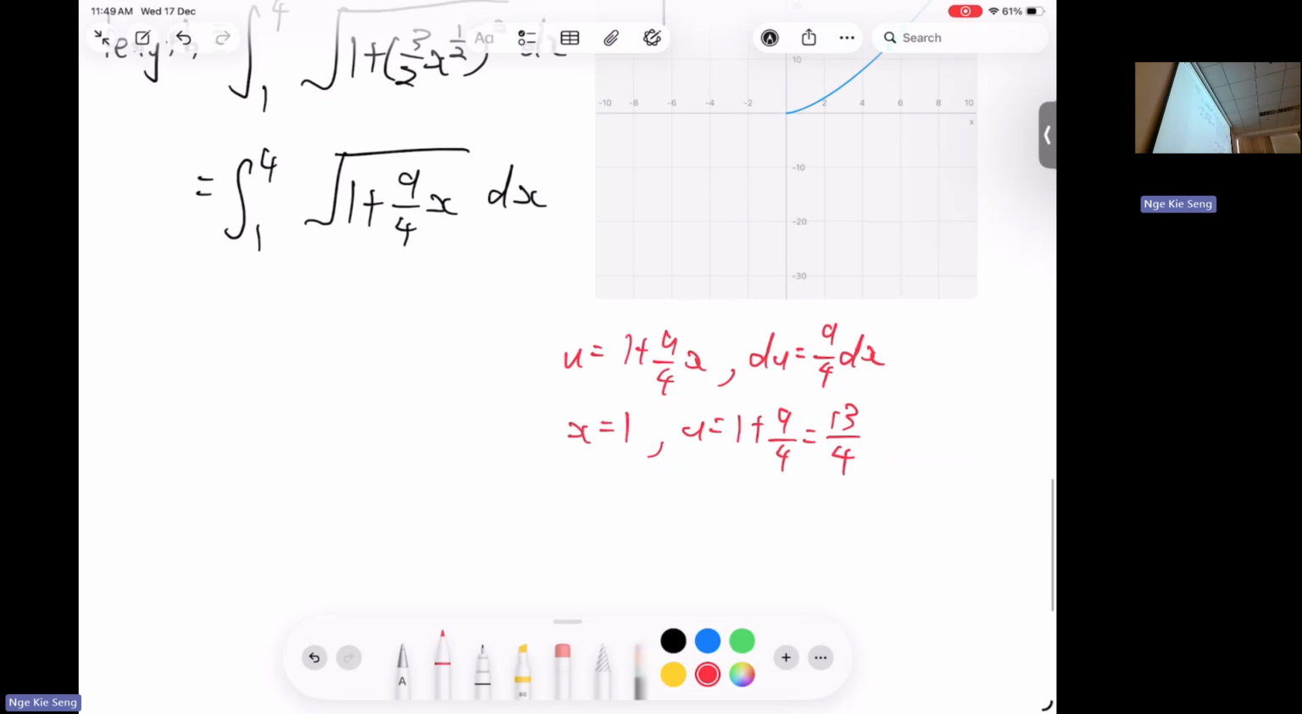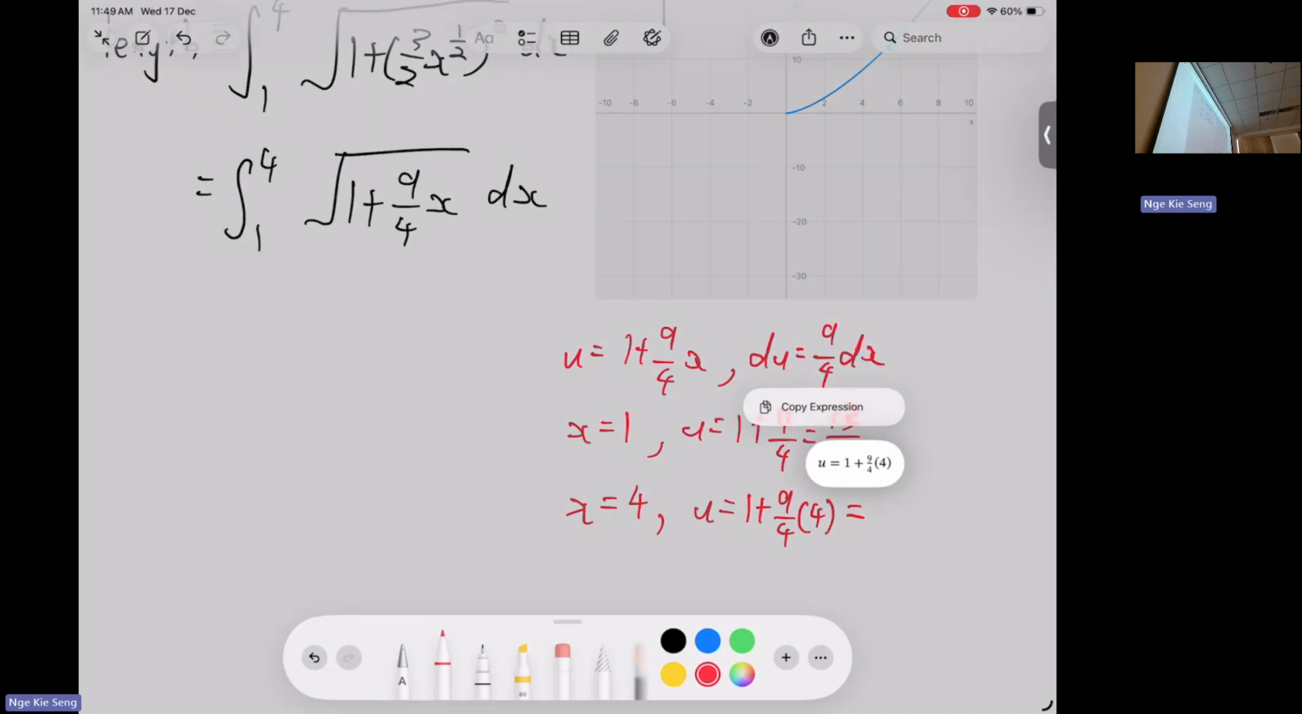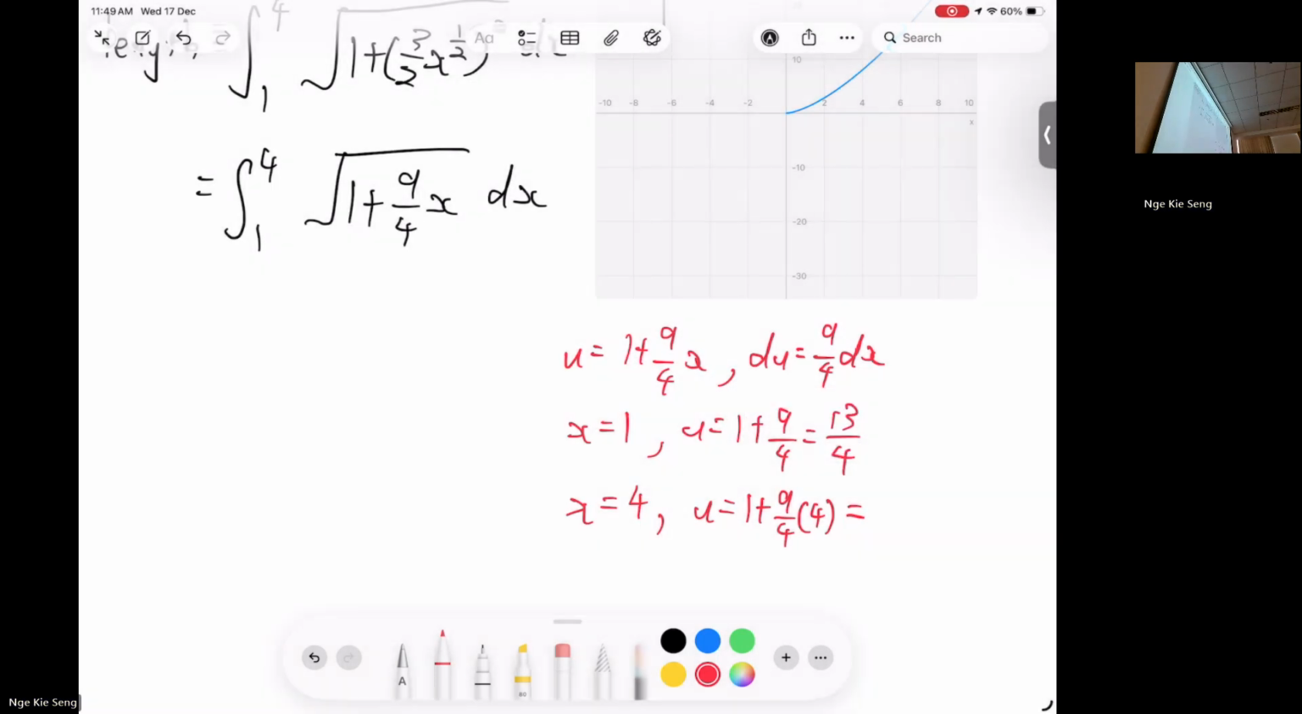But Apple can do this calculation. So when x equals 4, can it do the substitution? Let's try. x equals 4, u equals 1 plus... I cannot, but we can write it for him. How stupid is this? Okay, u is 10.